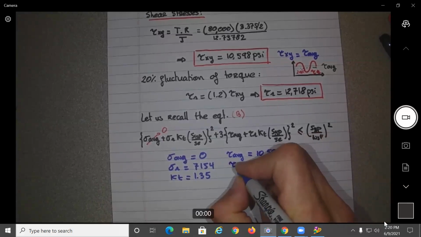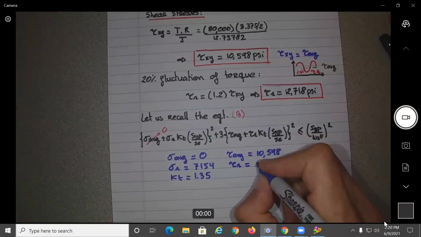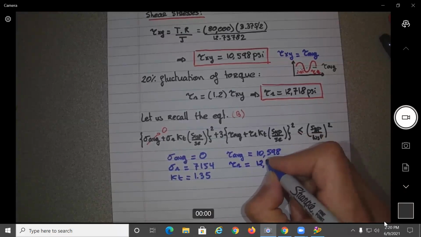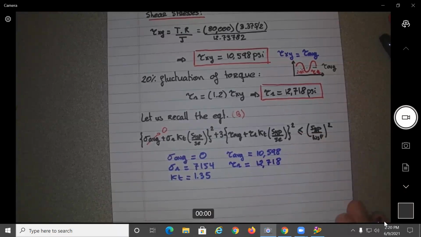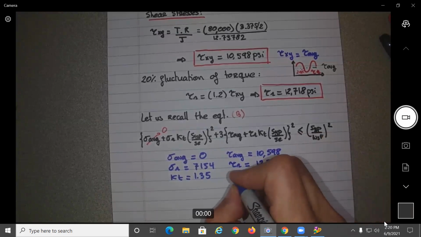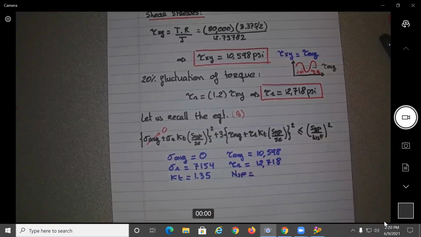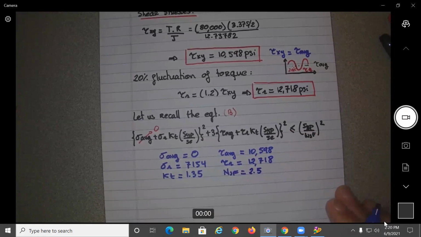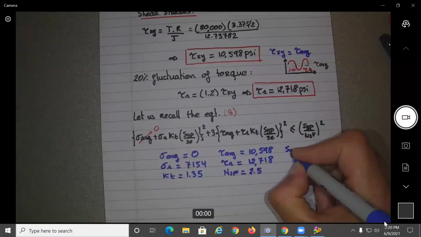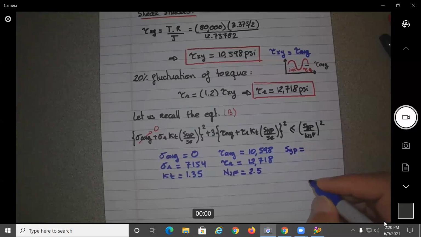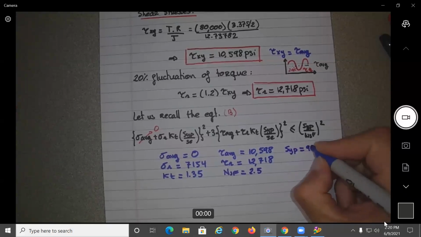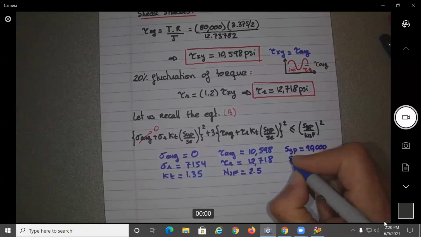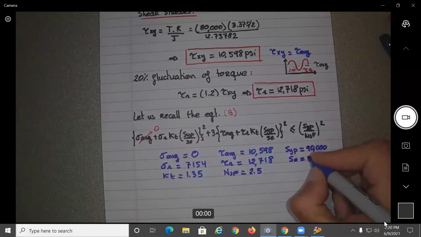The fluctuating shear will be equal to 12,718. The safety factor in this problem, they said to be equal to 2.5. And what else? The yield stress was given to us to be equal to 90,000, and the endurance stress to be equal to 44,000.